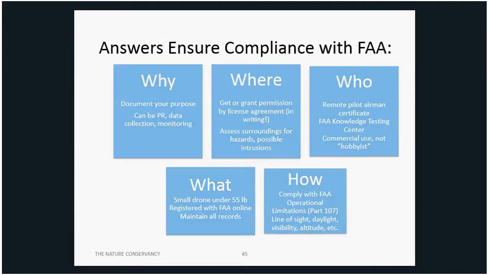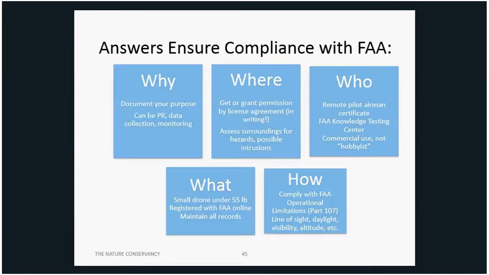And the guy says, yeah, sure, no problem. You really should be getting it in writing. Likewise, if someone else wants to fly a drone over our property, we should also be giving a license agreement, and it should be in writing. Make sure you, again, identify the surroundings.